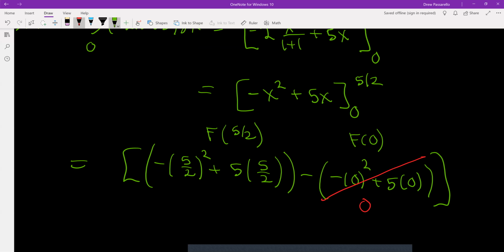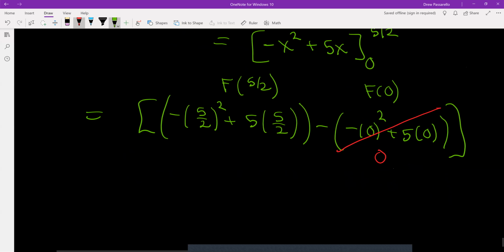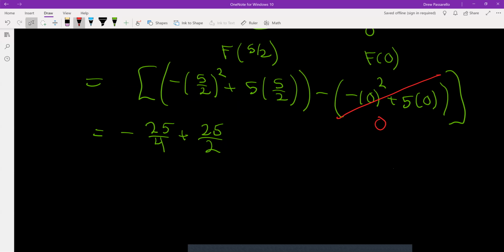All right, so when you find this, this will be negative times 5 halves squared. 5 halves squared is 25 over 4, so this will be negative 25 over 4, and then plus 25 halves. So that's going to give me 25 over 4.